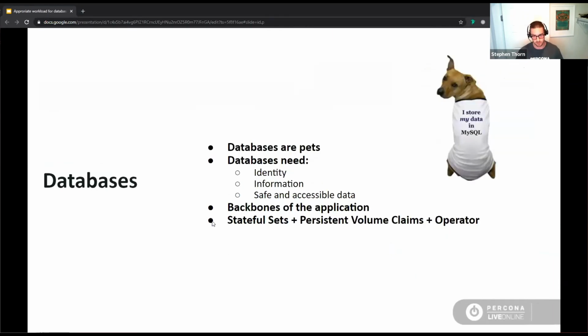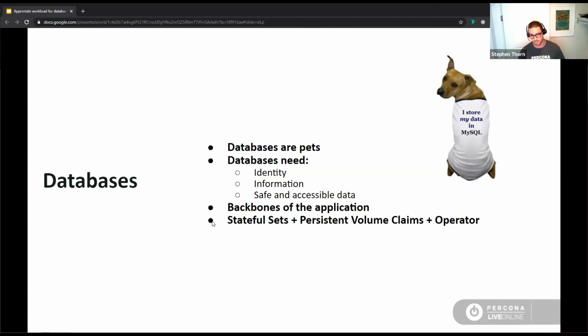So databases are pets, obviously. They need to keep their identity information and, most importantly, their data safe and accessible at all times. They really are the backbone, or the source of truth, for your application. Again, any errors are quickly going to halt that. So again, how do we safely run databases in Kubernetes and still ensure we have highly available database deployments?